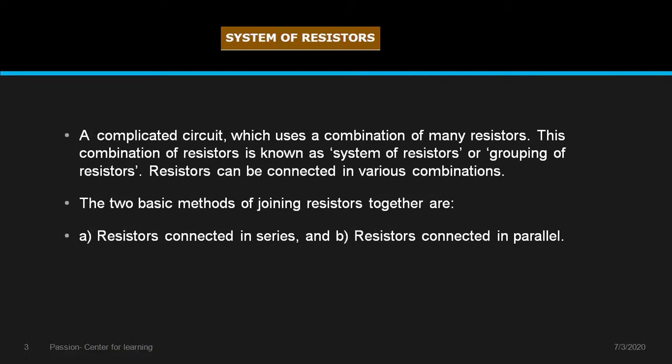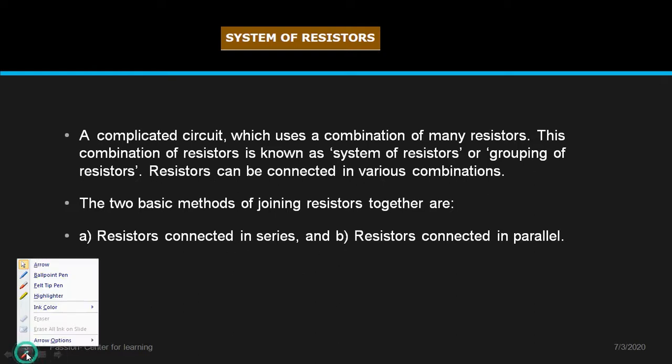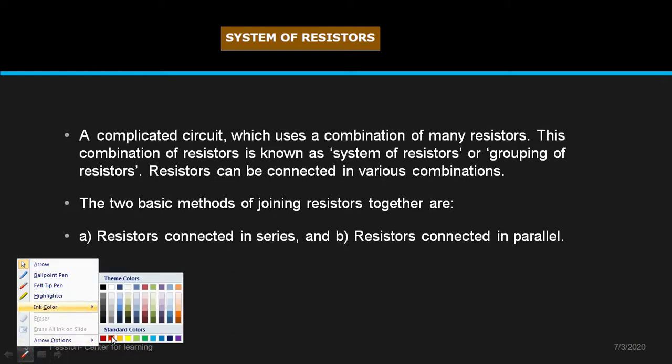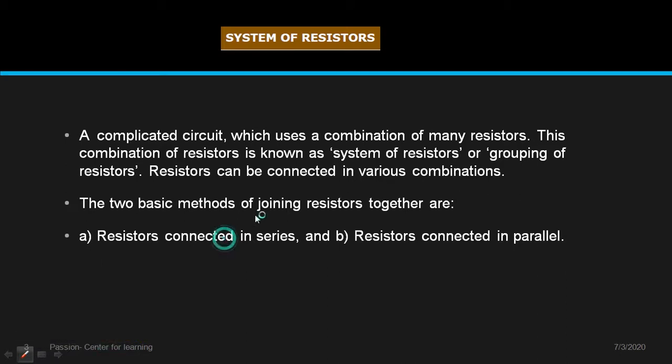Okay, so what is a system of resistors? A complicated circuit which uses a combination of many resistors. We are going to connect many resistors. It may be in series or parallel. Such a combination is called a system of resistors or grouping of resistors. So the methods to join the resistors together are: connected in series and connected in parallel.